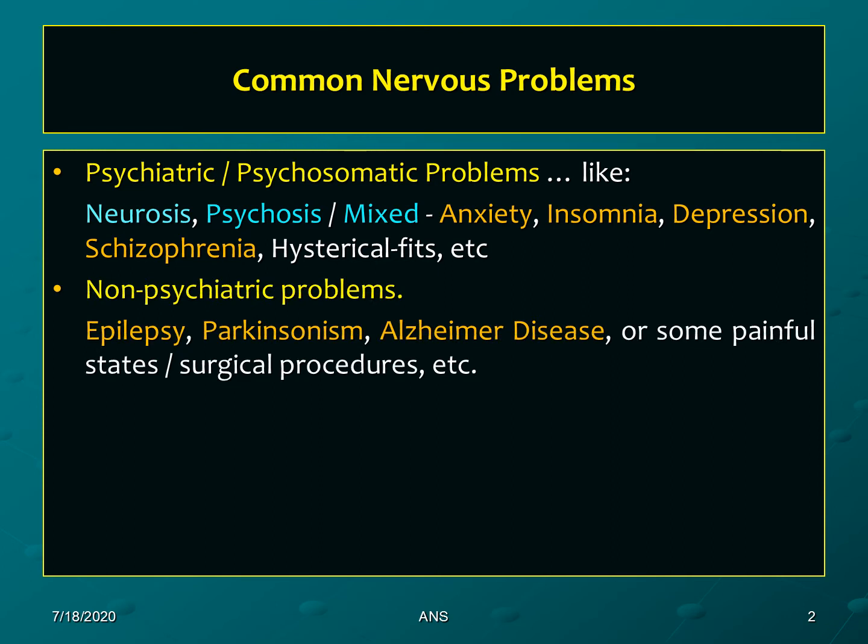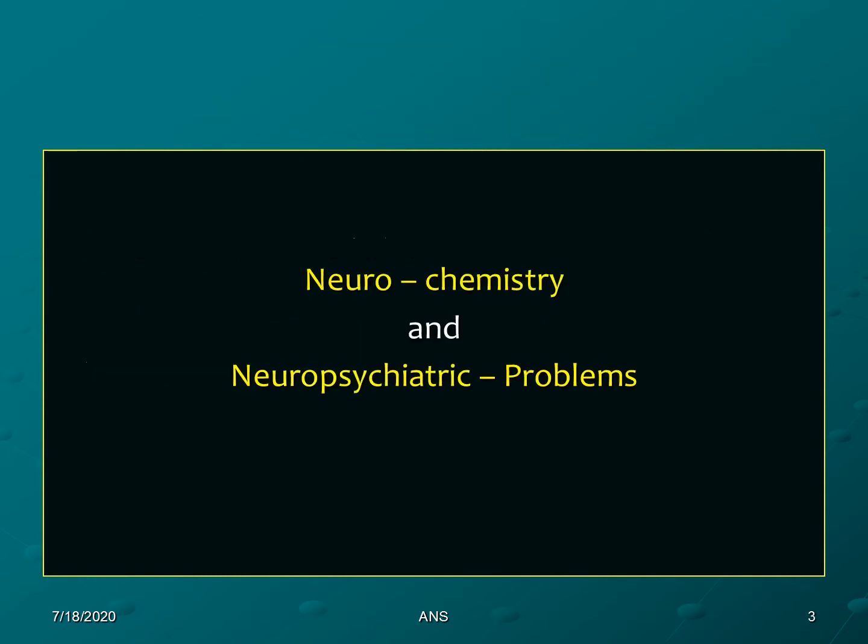There may be non-psychiatric problems also. For example, epilepsy, Parkinsonism, or even Alzheimer's disease, or some painful state or some surgical procedures, they also produce some nervous system problem. Neurochemistry and neuropsychiatric problems have a strong relationship with each other. All the neuropsychiatric problems are due to some disturbance in the neurochemistry present in the brain.